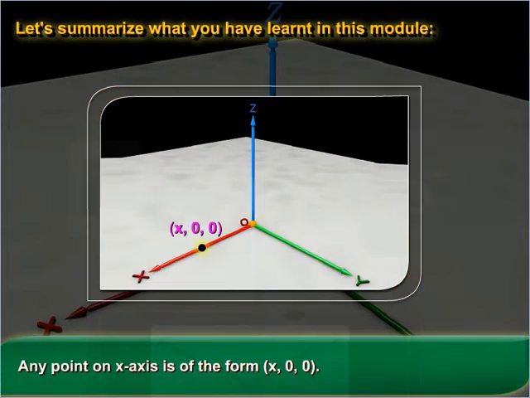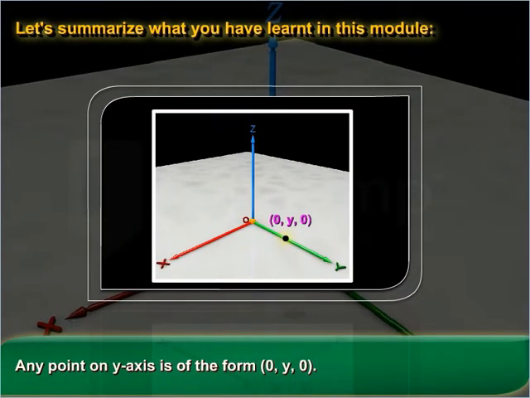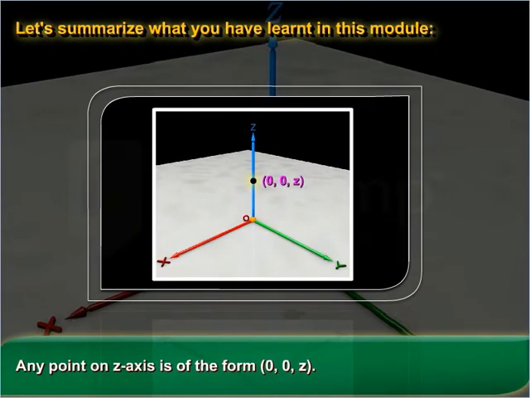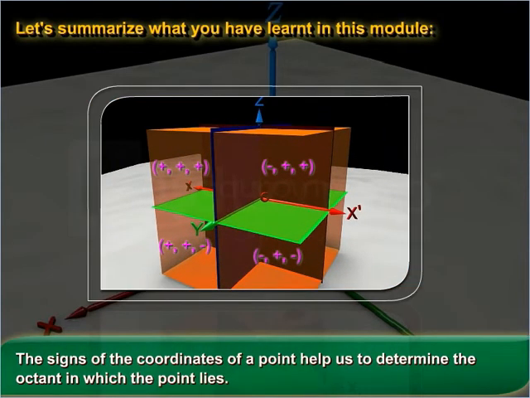The y and z coordinates of any point lying on the x-axis are 0. The x and z coordinates of any point lying on the y-axis are 0. The x and y coordinates of any point lying on the z-axis are 0. The signs of the coordinates of a point help us to determine the octant in which the point lies.